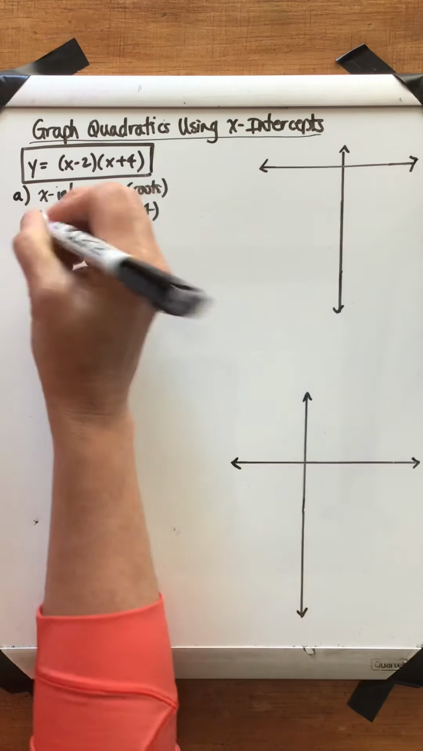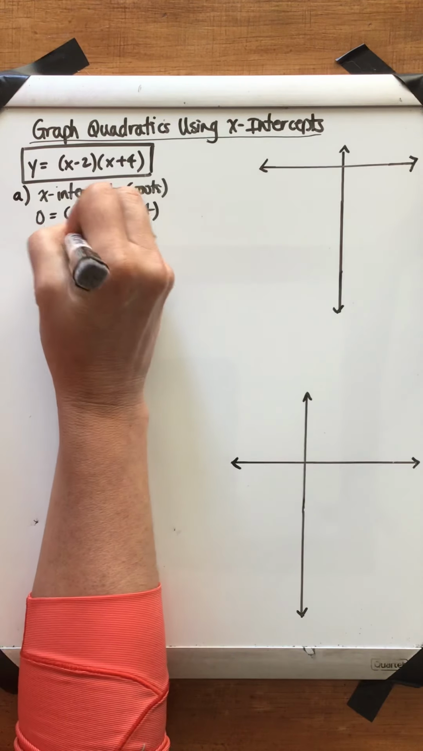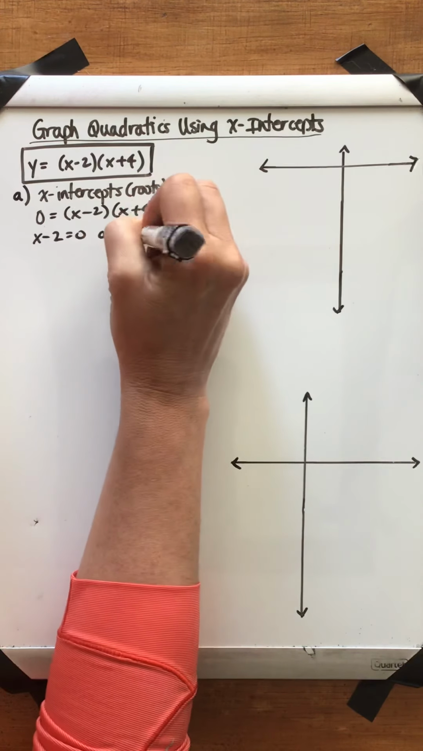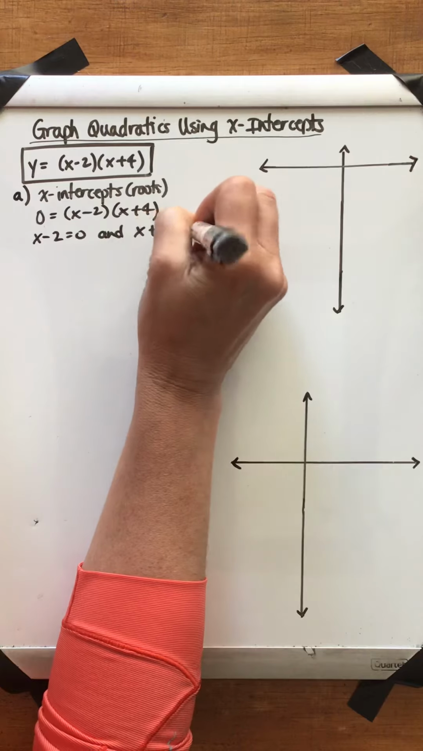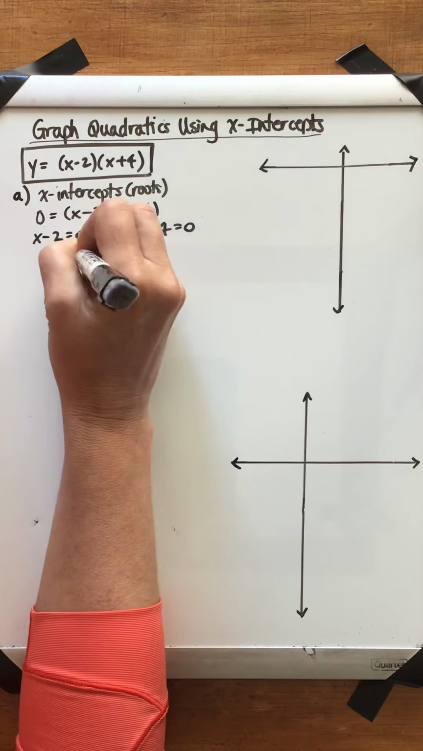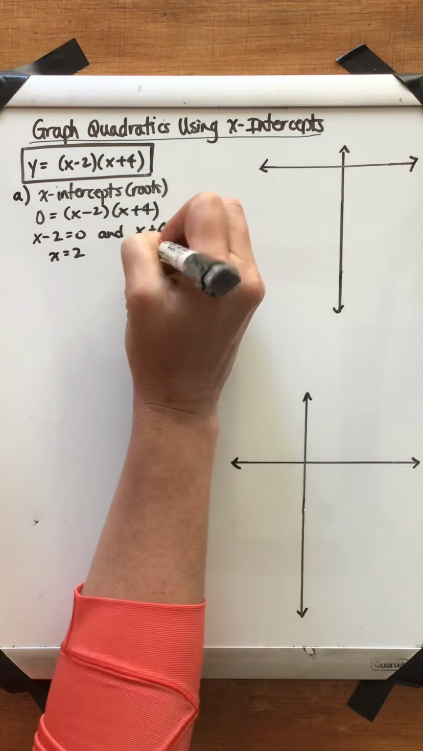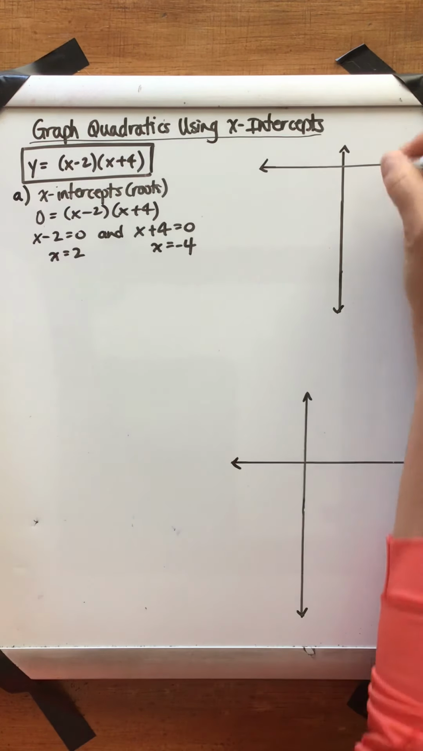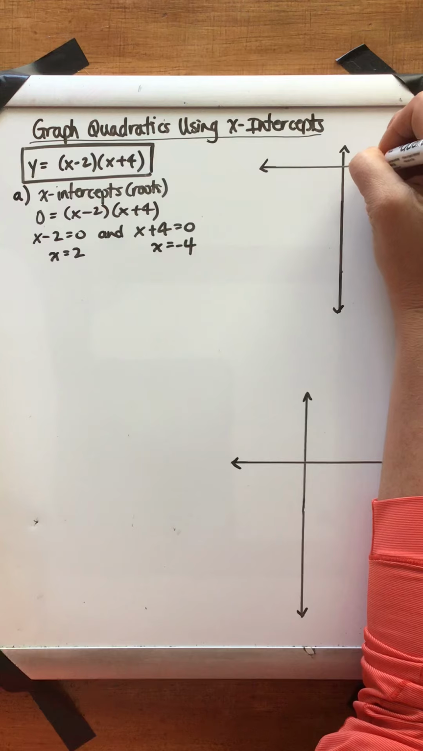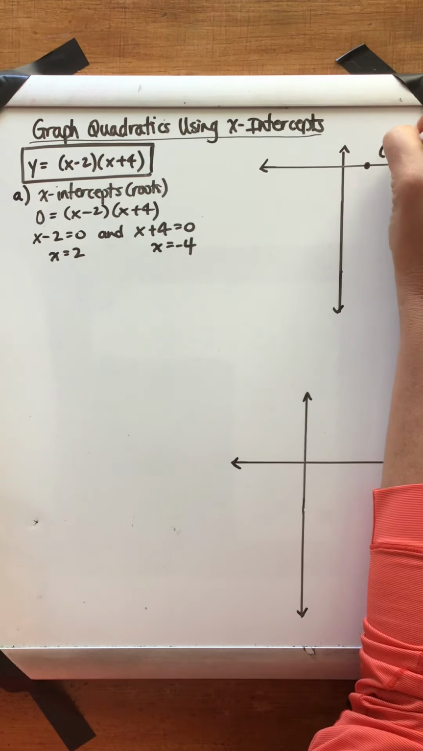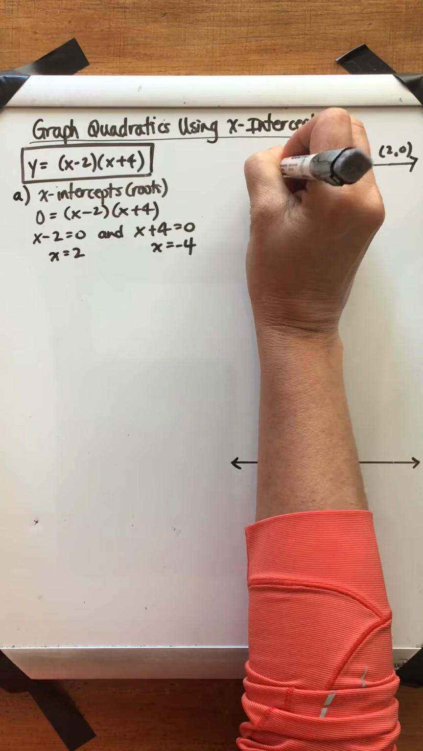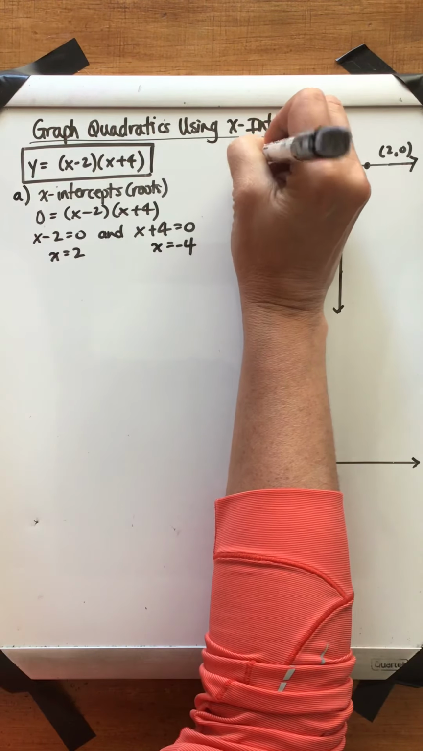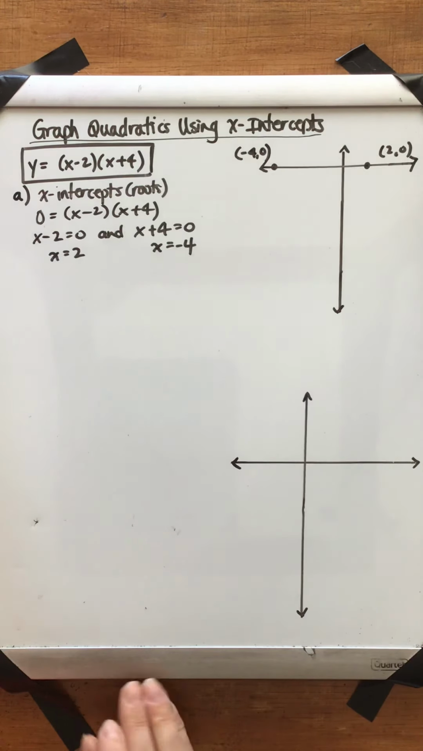So we can say that x minus 2 is 0, and it's also possible for x plus 4 to be equal to 0. So we would have an x value of 2 and an x value of negative 4. If we were to plot those, we would have a sketch here of (2, 0), and down here, (negative 4, 0). There are two roots.